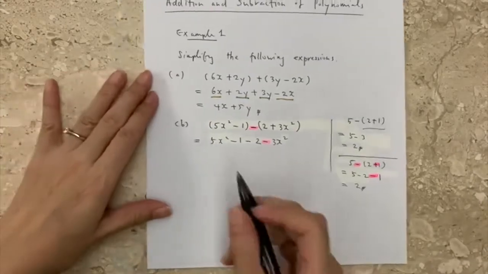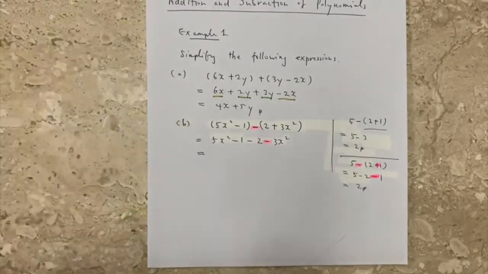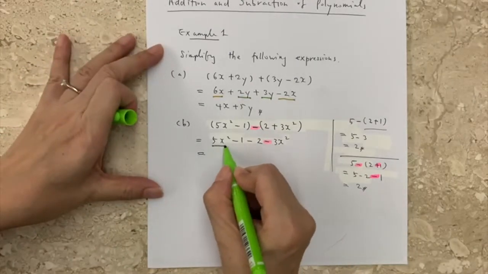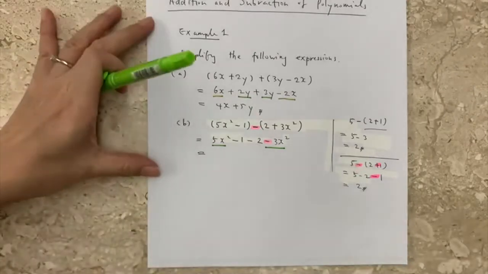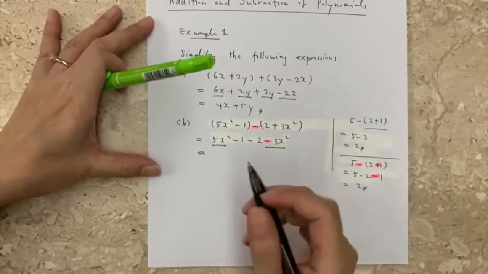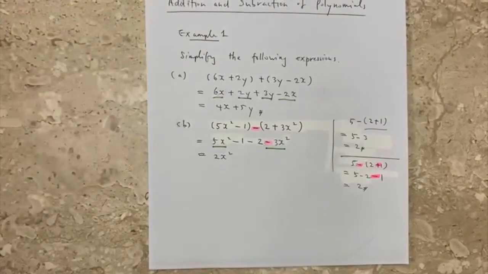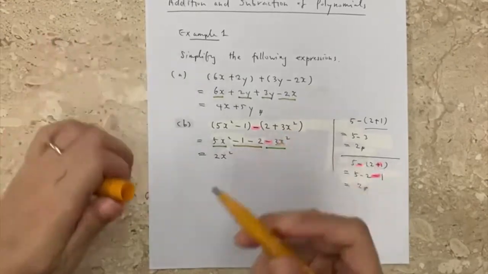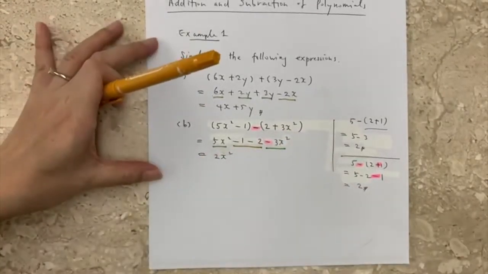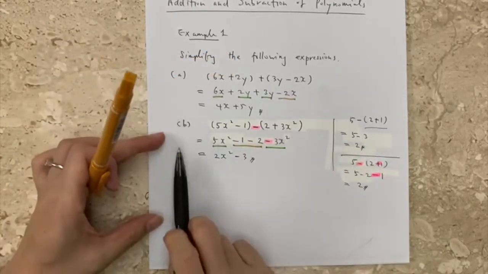Okay, so therefore after removing brackets, I can group in this way. So 5x squared and then here is minus 3x squared. Therefore I have 5 minus 3, which is 2. So 2x squared, and then what's left? And then this is minus 1 minus 2. Therefore I have minus 3. So this is the answer to B.